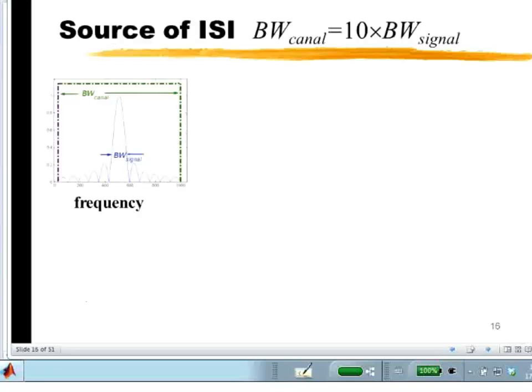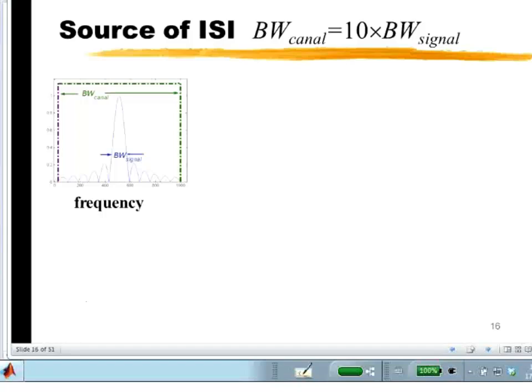So let's take a really simple example. In this example, I'm plotting here first the frequency domain, and in blue is my signal. So I have a signal with the bandwidth. I think I actually used the null-to-null bandwidth when I was doing the simulations. And I put this signal through a channel with rectangular frequency response. The bandwidth of the frequency response is 10 times the bandwidth of the signal.